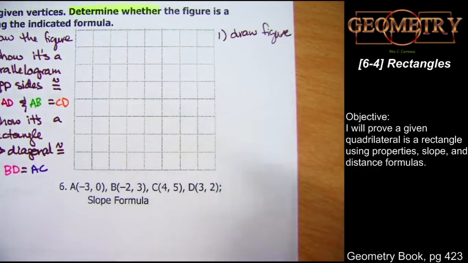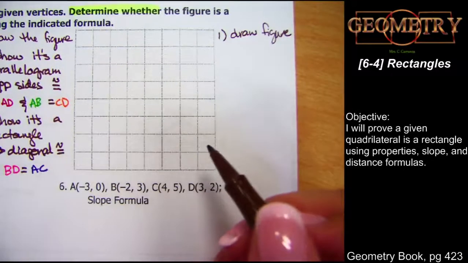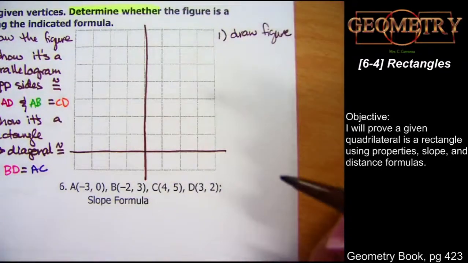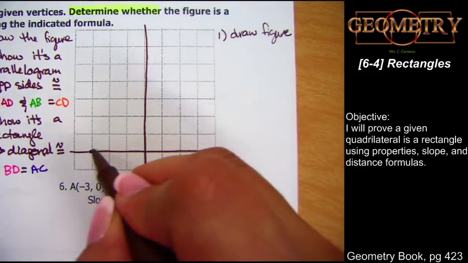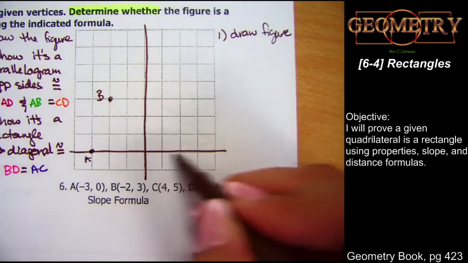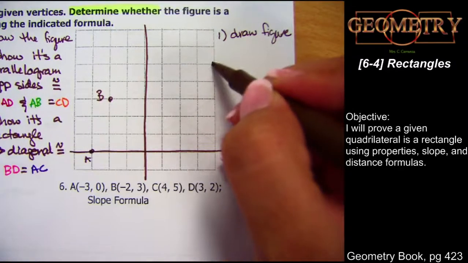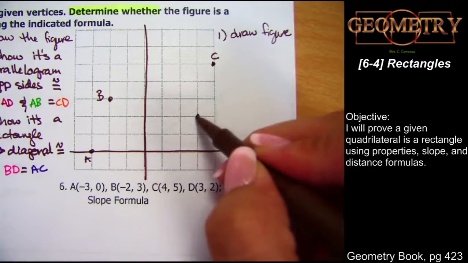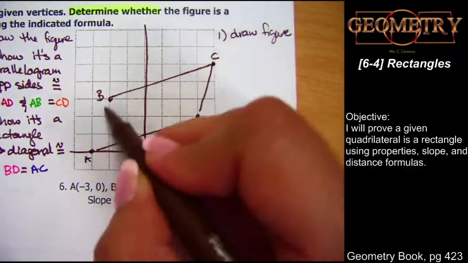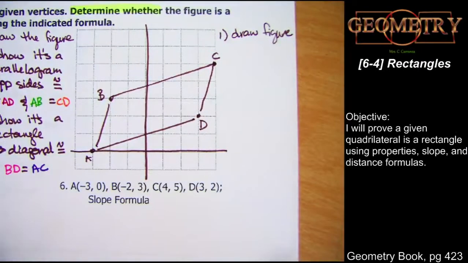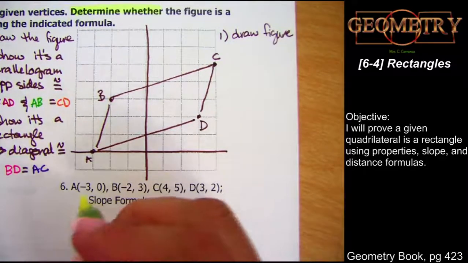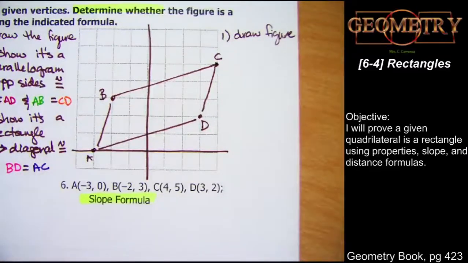Draw the figure. Just like the other one, I'm going to draw my figure. Again, a really quick plot here: 1, 2, 3, 4, 2, 4, 5, and 3, 2. This does not look like a rectangle, but I still have to go through the motions. We're using the slope formula this time. Please note that the other one was using the distance formula.